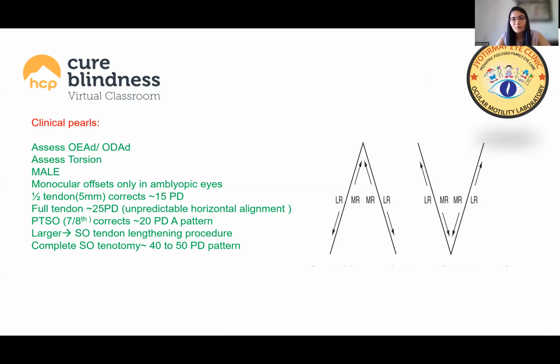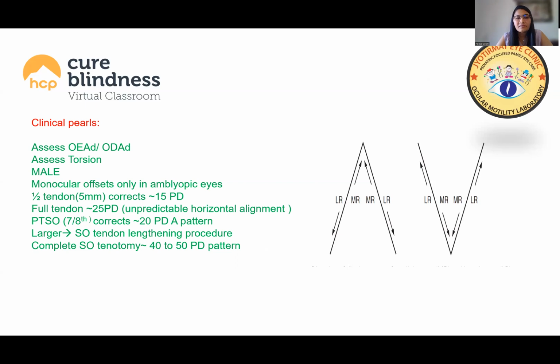Now we have a muscle width. How much of the muscle width should we transpose vertically up or down of the horizontal muscle? So it's defined that you normally get about 15 prism diopters by shifting a half tendon width. That means about 5 millimeters from the center. If you go up or down, you're going to correct about 15 prism diopters of pattern strabismus.